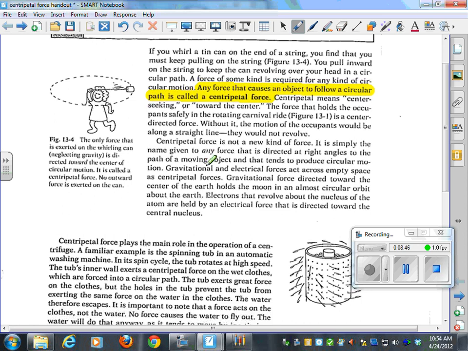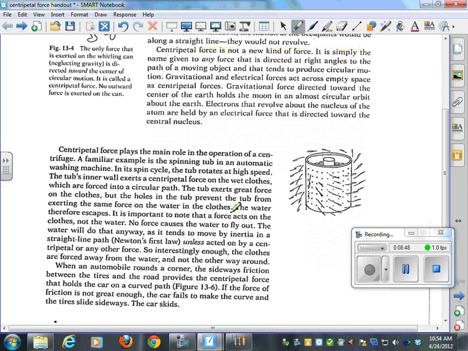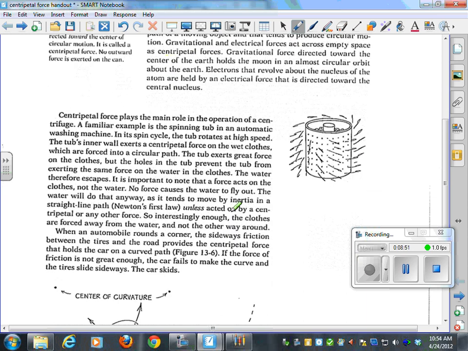Centripetal force plays the main role in the operation of a centrifuge. Anybody know what a centrifuge is? It separates. And over at the hospital, what's it used for? Do you know? The centrifuge? Anybody know?